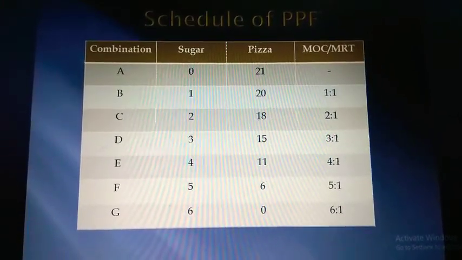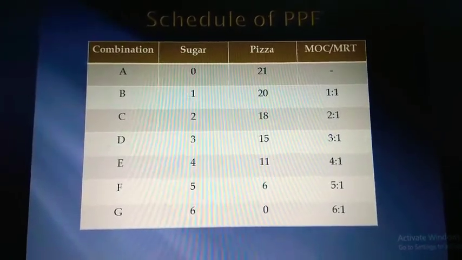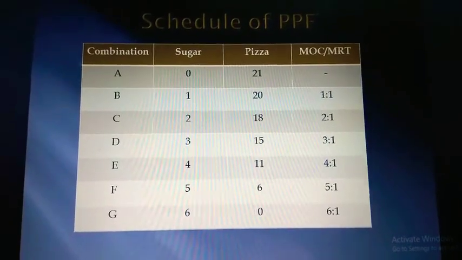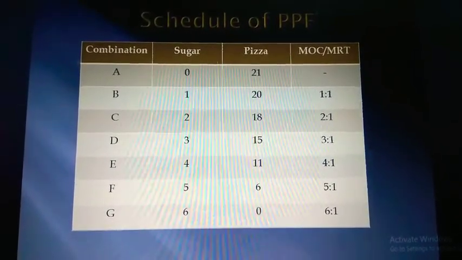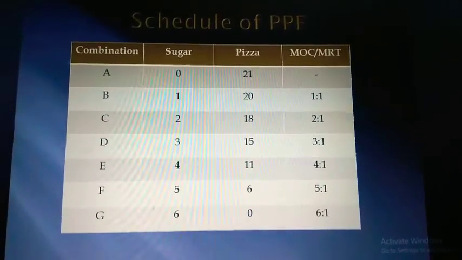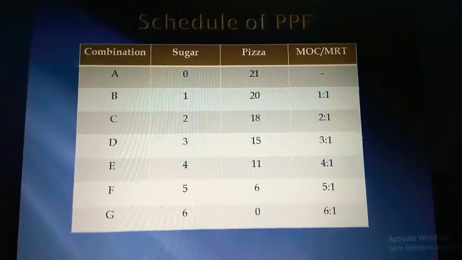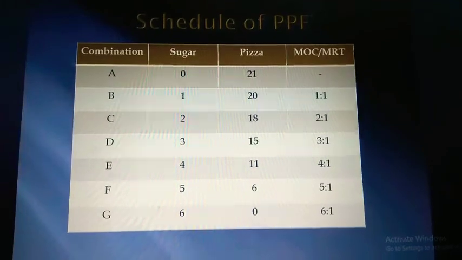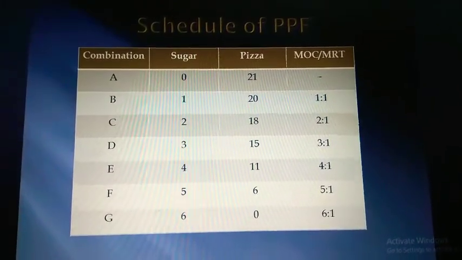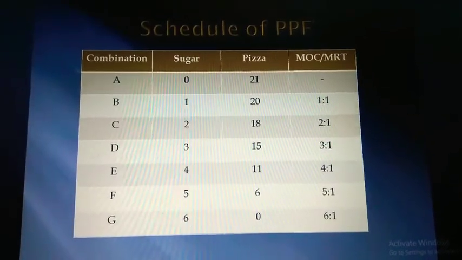So when your MOC rises, this is one of the reasons for the concave shape of PPF, and you can understand this by yourself by locating these points from the schedule on a diagram. And one more thing I would like to make very clear, children: the units which we are gaining, we always take on the x-axis, and the units which we sacrifice, we always take on the y-axis. So you have to remember this.